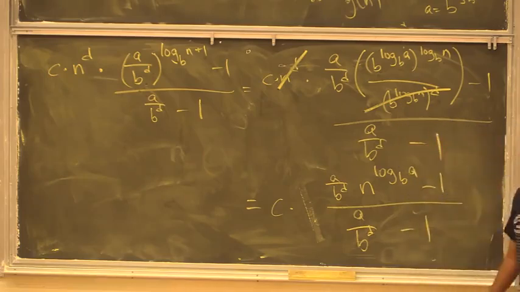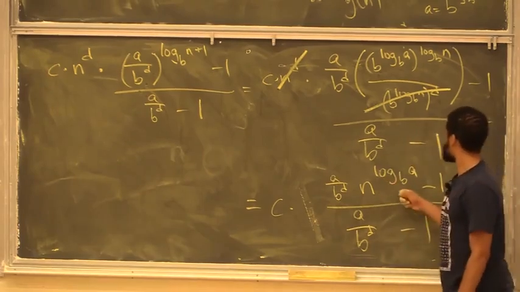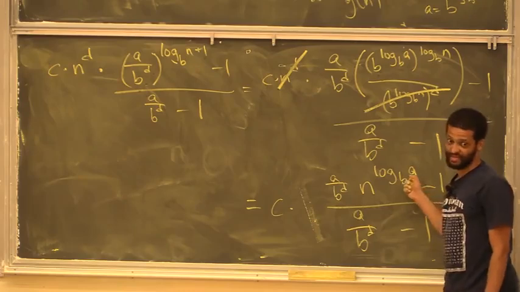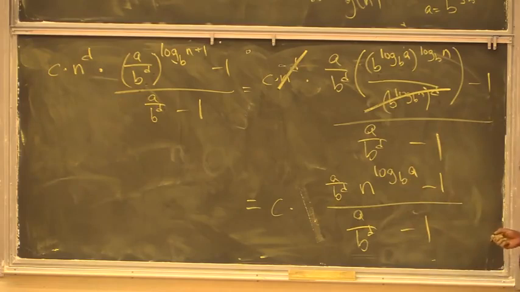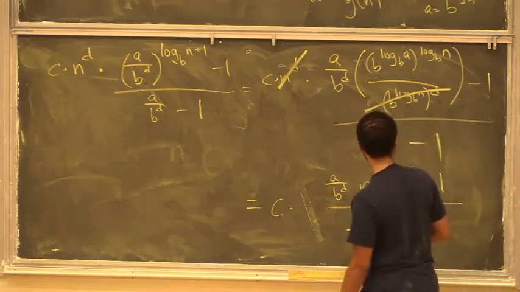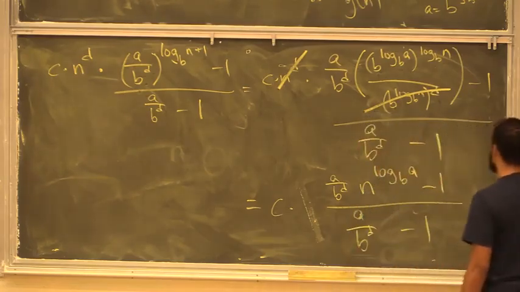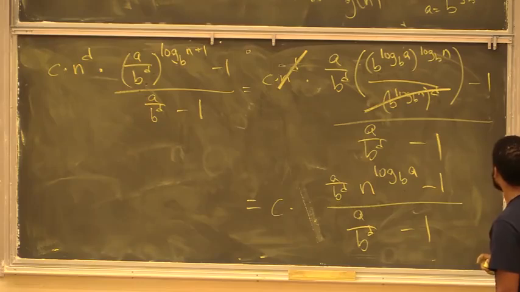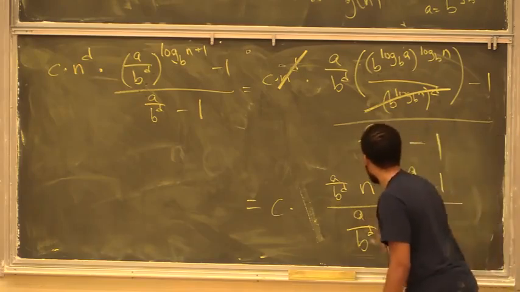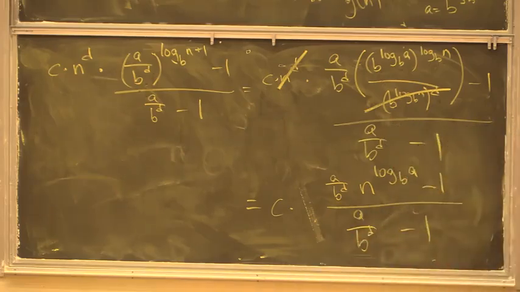And here there are going to be two cases. One case is that log base b of a is positive. So what does that mean? Basically, oh, no, sorry. Is this what I want to say? A over b to the d is less than 1. Okay, so good. So one case is going to be that, let's say, a over b to the d is less than 1.